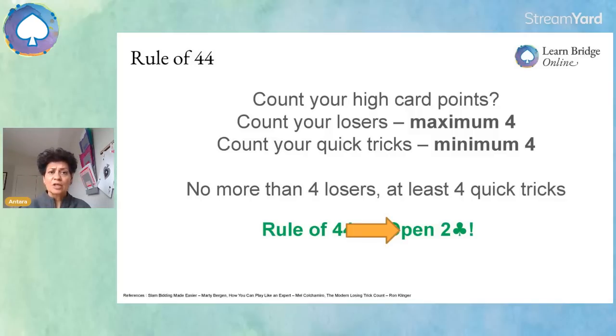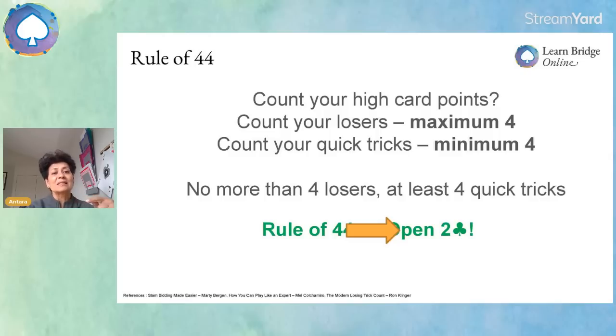You should have no more than 4 losers, or the maximum number of losers you're allowed to have in your hand is 4. So a maximum of 4 losers. And when you count your quick tricks, you should have at least 4 quick tricks. So a minimum of 4 quick tricks. In other words, no more than 4 losers and at least 4 quick tricks. Put the two 4s together, and that is the rule of 44. If your hand meets the rule of 44, the recommendation is open 2 clubs. We'll have a look at a few examples.